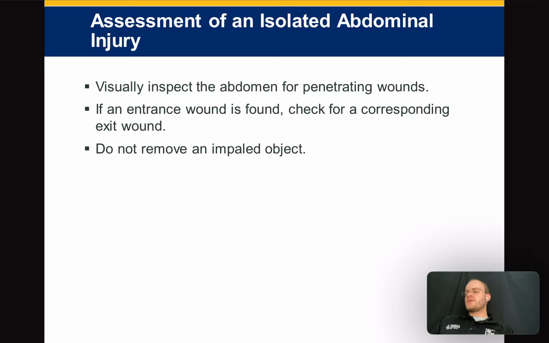And so isolated abdominal injury can certainly occur. This is more of a medical thing, but it can happen traumatically, sure. You can get a blow and just whack out the left kidney or something like that. But visually inspect the abdomen for penetrating wounds. This will happen more commonly with a knife wound, a low energy thing, like a single knife wound to the kidney. And if the entrance wound is found, check for the corresponding exit wound. We don't always have exit wounds, but sometimes we do. And then, as always, we never remove an impaled object unless it interferes with CPR.